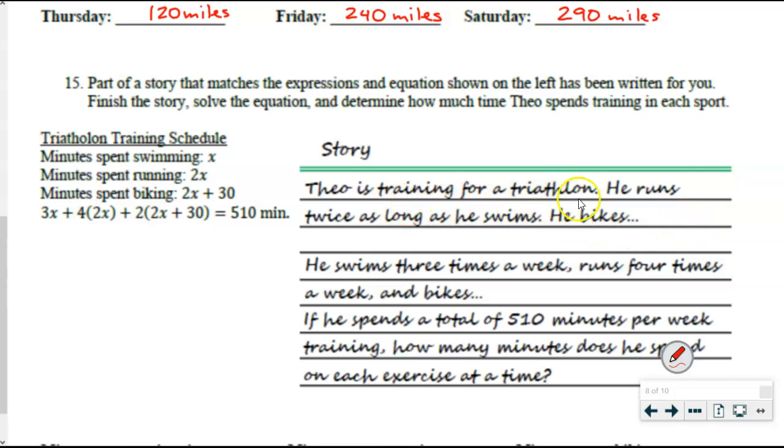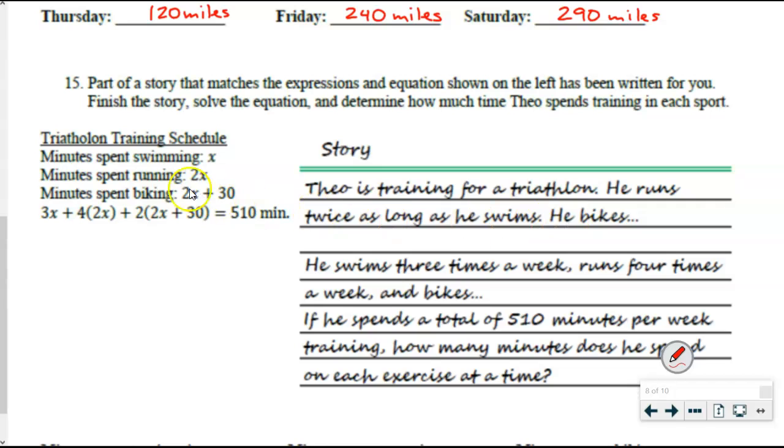Theo is training for a triathlon. That makes sense because I see minutes swimming, minutes running, minutes biking. So it makes sense that he's training for a triathlon if he's doing all of those activities. He runs twice as long as he swims. So let's take a look at that. Here's running, and that's 2x, because the amount spent swimming is just x. So this would be twice as long running than he bikes. He bikes, and then it's blank.